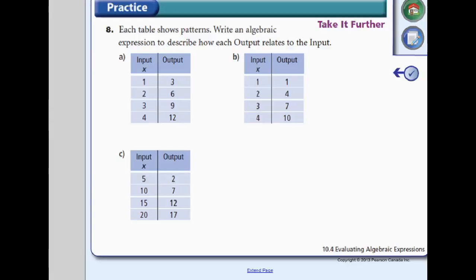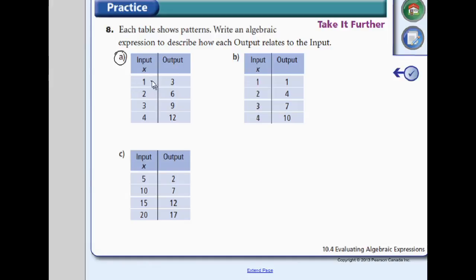Each table shows patterns. Write an algebraic expression to describe how each output relates to the input. Well, let's look here for input X for A. So we have X is 1, 2, 3, and 4. And we have an output, and we know there's some expression here. When we do something to 1, it gives us 3. When we do something to 2, it gives us 6. We do something to 3, it gives us 9. When we do something to 4, it gives us 12. We're looking for something similar that's the same.